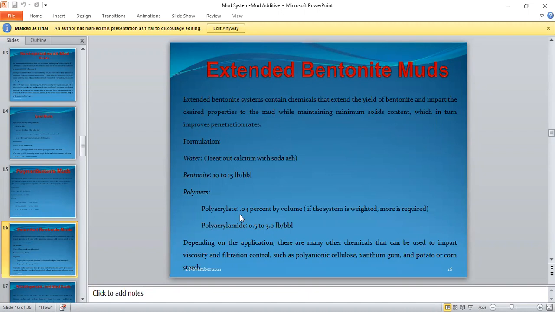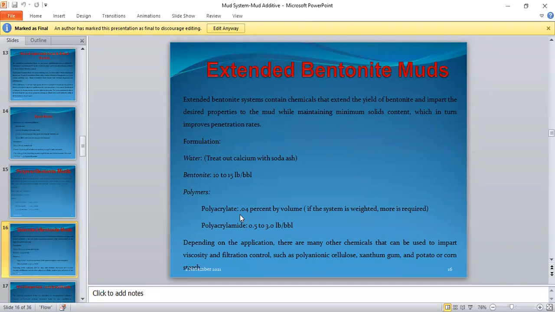Polyacrylate is a kind of polymer system. It says 0.04% by volume. If the system is weighted, more is required. If you're running your mud weight of 9 ppg, 9 pounds per gallon, you can go with 0.4% by volume. But if you're going to 10 ppg, 11 ppg, you need to add more of the polyacrylates. They are polymers, and they also have very good fluid loss properties and inhibition properties.